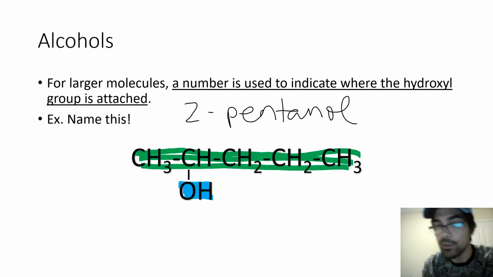Pretty straightforward. It's not so much different. Now that you've looked at the branched chains, you kind of had this practice with the branching and where the numbers would be indicated and what that actually means. So in this case, 2-pentanol means that the hydroxyl is attached to the second carbon in the chain, which is right there.